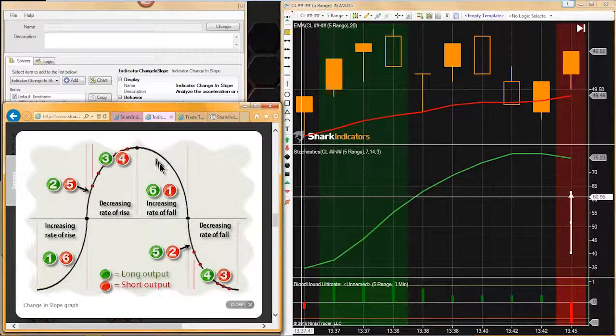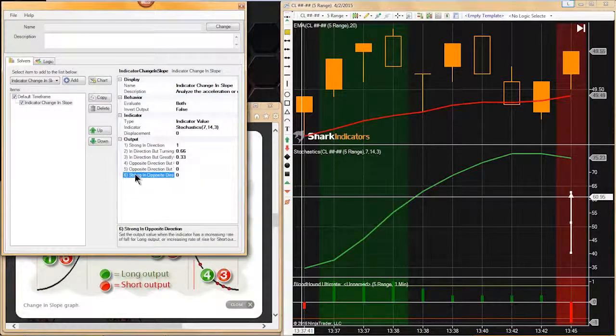So now we're in a falling area where the indicator is falling. That would be for the short side, that's going to be output number 1. Now for the long side, it's going to be output number 6. So for the long output, it would be this section right here. But I have this set to 0, so there's not going to be any long output here.